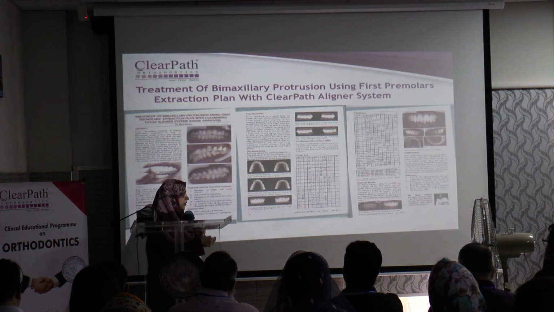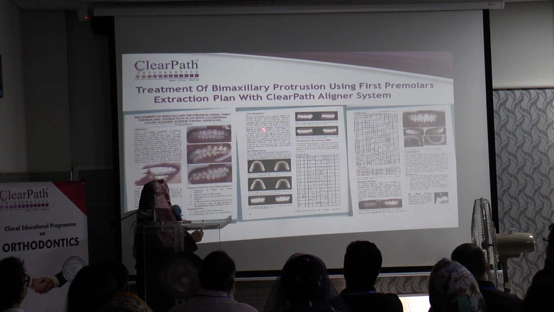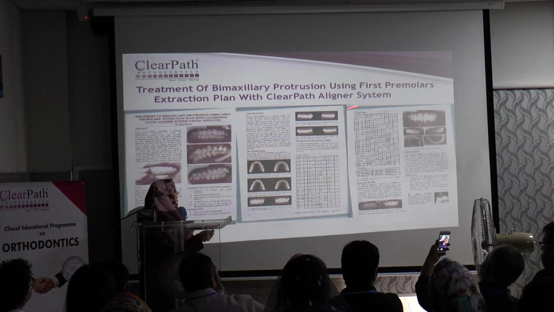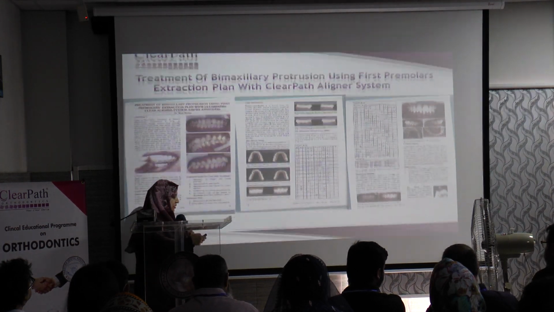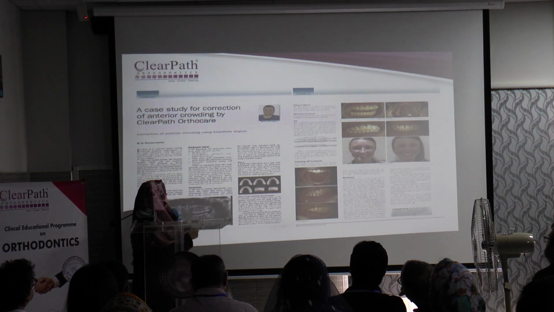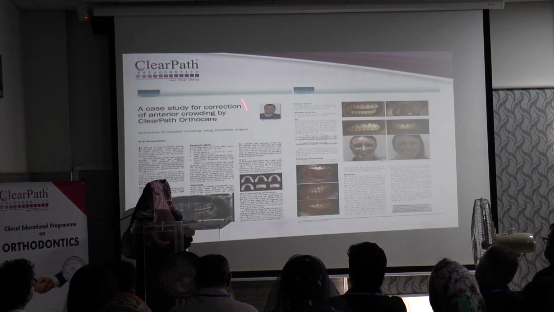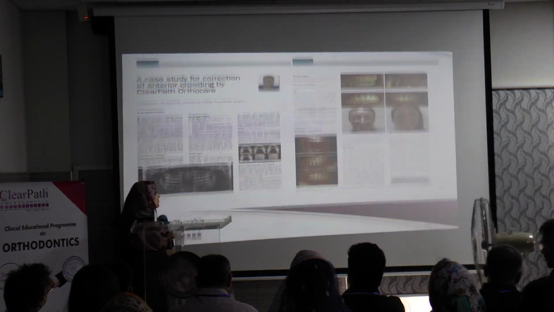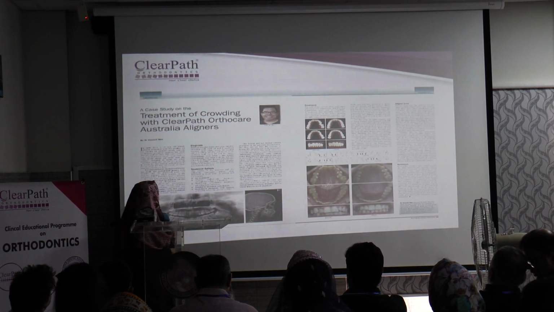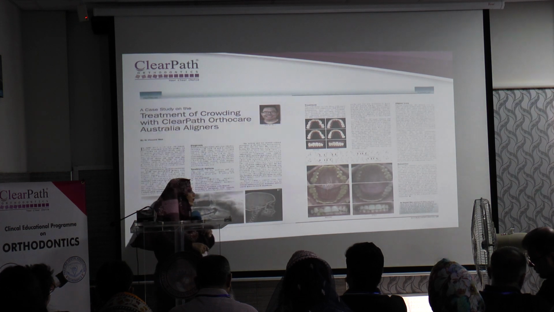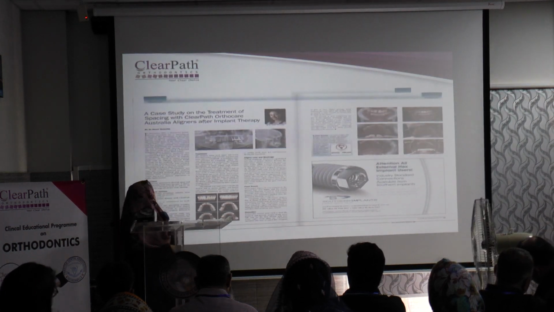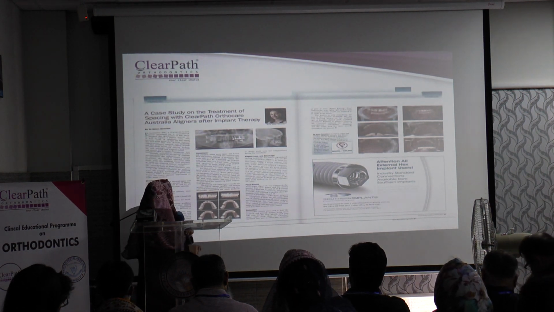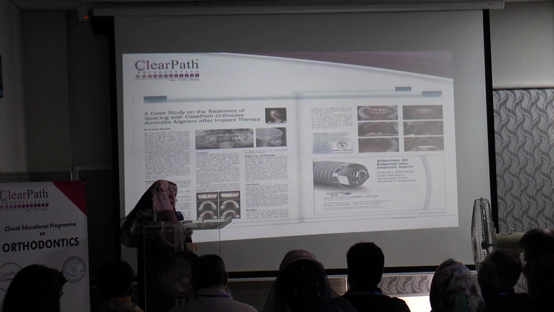So these are the different case reports which have been published. As a treatment of bimaxillary protrusion using the first three molars, extraction with clear path aligners. And these case reports have been published both nationally and internationally. Correction of anterior crowding by the clear path. Treatment of crowding with the clear path aligners. Case study of the treatment of spacing with the clear path aligners after the implant therapy.